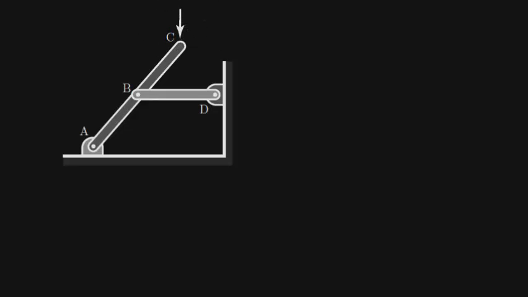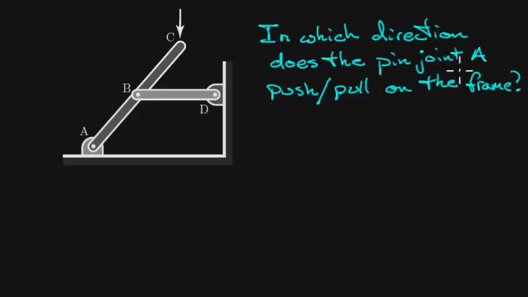And here's my question for you. In which direction does the pin joint here at point A push or pull on the frame? And here I'll give you some choices. Does the pin joint push up on the frame? Or does it pull down? Does the pin pull to the left? Or does it push to the right?